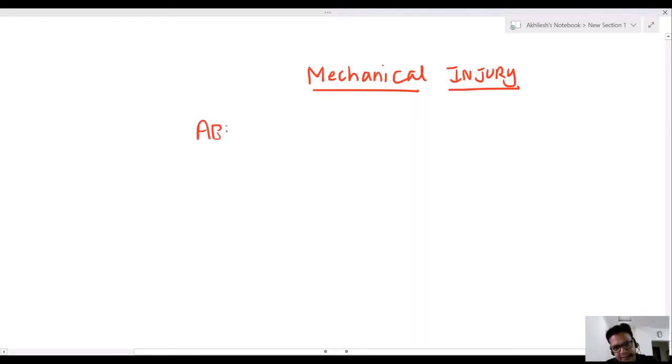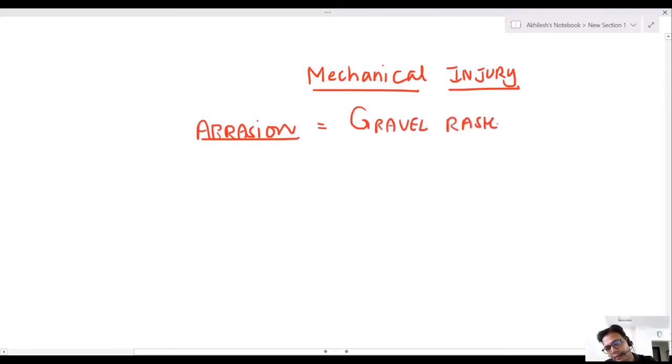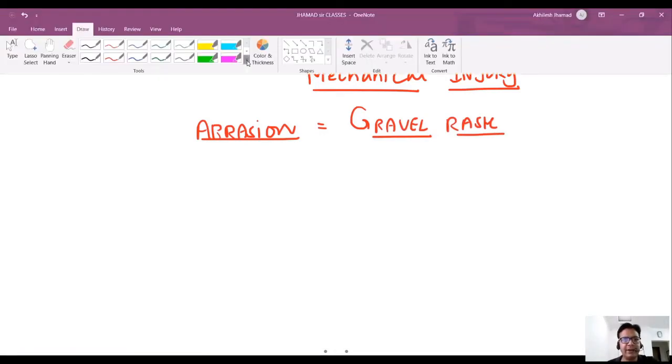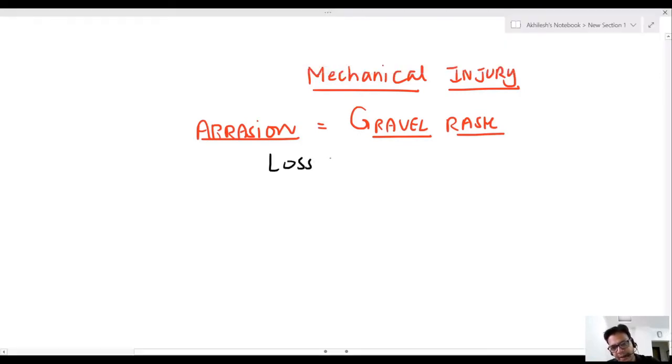So we have discussed thermal injury, electrocution, and lightning injury. Now I am coming to very, very important topic: mechanical injuries. In mechanical injury, the first is abrasion. Abrasion is also known as gravel rash. It is loss of epidermis.